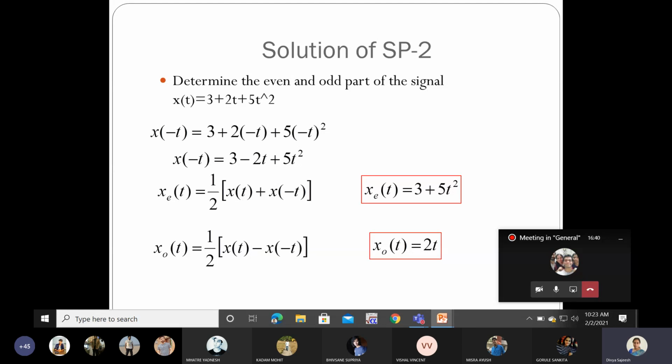So putting t as minus t in the equation, you get x of minus t as 3 minus 2t plus 5t square. Now substituting that in the equation for the even part, x of e of t is 3 plus 5t square, and for the odd part, x of o of t is 2t. So these are the even and the odd parts of the signal. I feel most of you have done it.